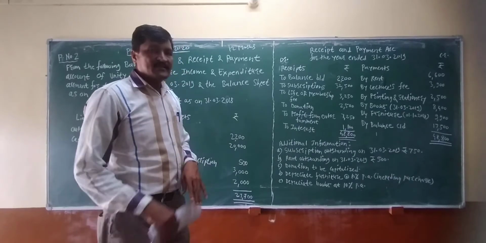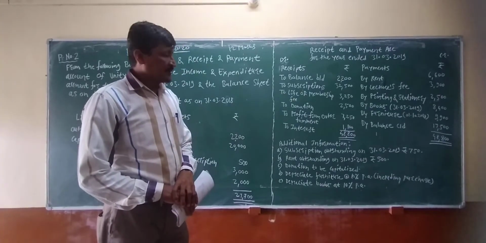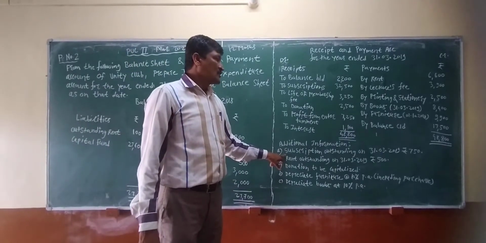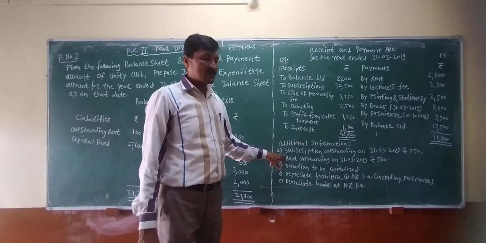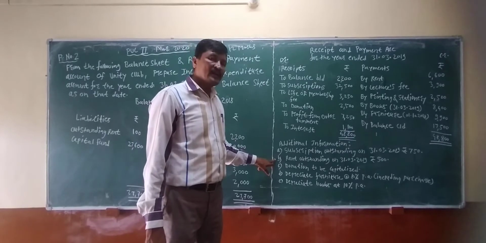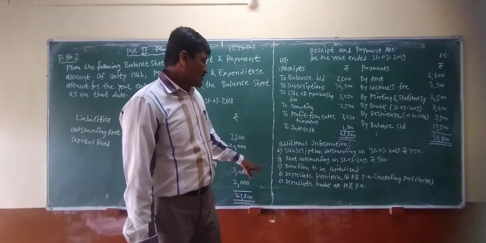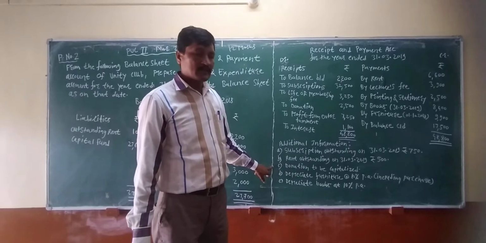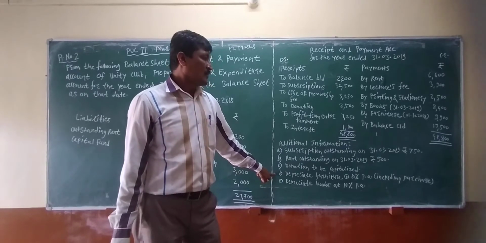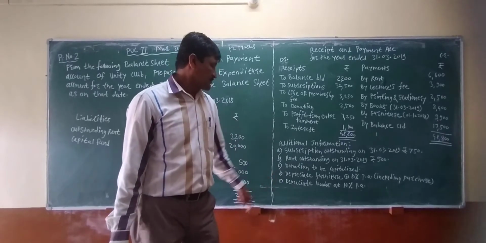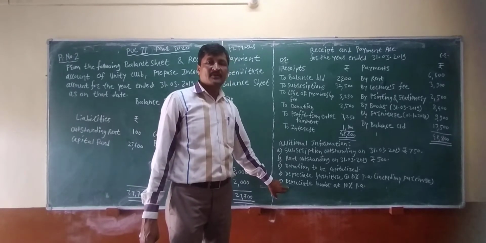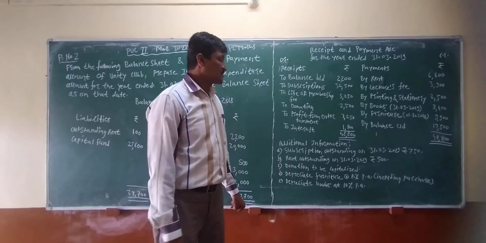Next, adjustments are given, additional information. First, subscriptions outstanding on 31st March 2019 rupees 750. B, rent outstanding on 31st March 2019 rupees 500. C, donations to be capitalized. D, depreciate furniture at 10% per annum including purchase. And last, depreciate books at 10% per annum. So all the adjustments are given.